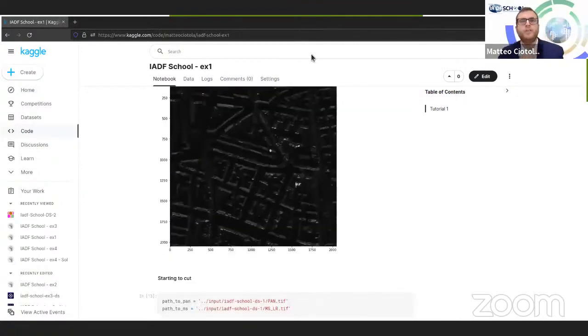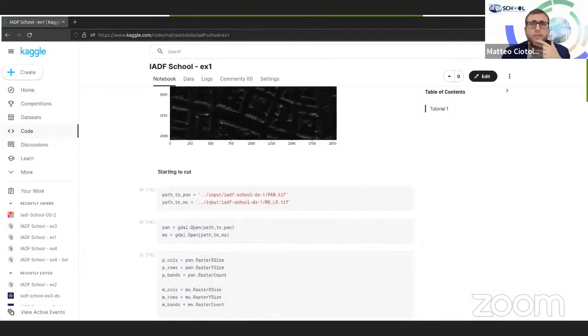Okay, so GDAL allows really multiple kinds of manipulation of our image. It allows conversions, it allows many things. But returning to the goal of our exercise, we need to produce some patches starting from this big tile and the linked multispectral stack. And iterating this process on multiple images, it is possible to compose a quite good dataset.